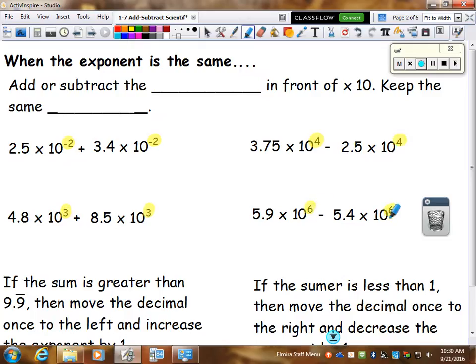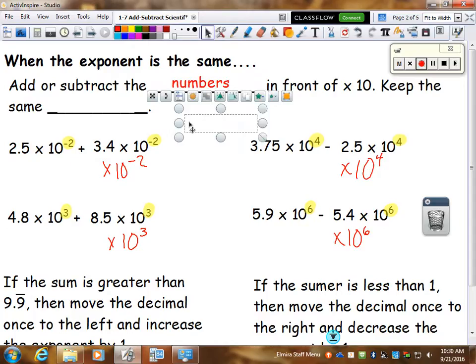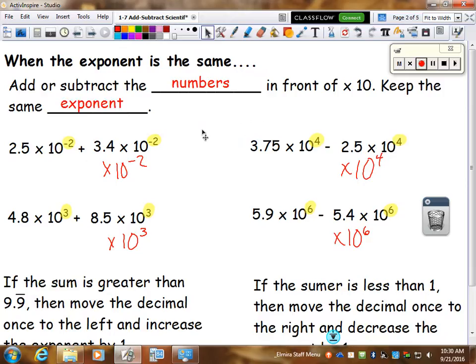Okay, when they're all the same, I can just keep that. So times 10 to the -2 would just stay in this problem. Times 10 to the 4th would just stay. Times 10 to the 3rd and times 10 to the 6th, because we're not changing units. Okay? And all I have to do mathematically is add or subtract the numbers in front of the times 10, and we're keeping the same exponent.